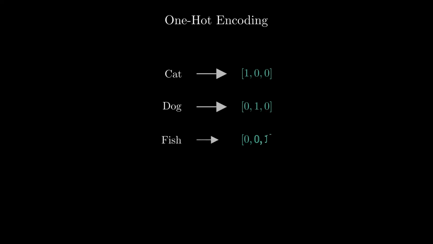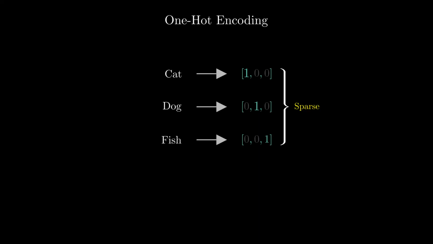This looks simple, but it creates two massive problems. First, look at all that empty space. If our dictionary had 10,000 words, each vector would have 1 and 9,999 zeros. We call this sparsity, and it's incredibly inefficient. Second, and more importantly, notice that cat and dog occupy completely different slots.